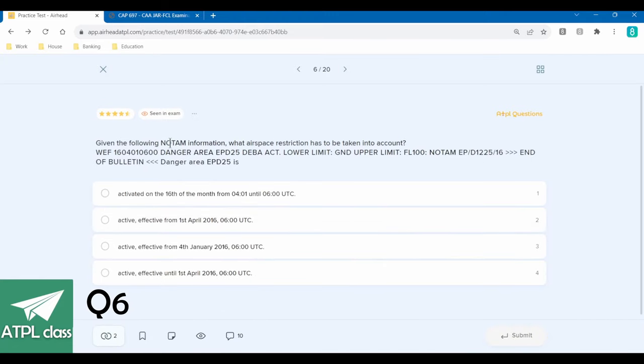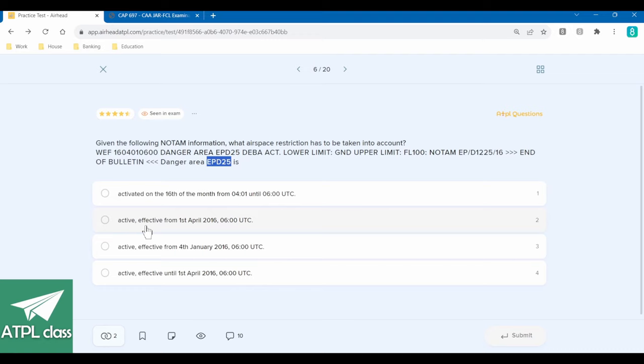Given the following NOTAM information, what airspace restriction has to be taken into account? With effect, there's a danger area, EPD25 DEBA is active. The lower limit is the ground. The upper limit is flight level 100. NOTAM reference is EP danger area 12225. End of bulletin. Danger area EPD25 is activated from the 16th of the month at 4:01 until 6 UTC. 16:04:01 till 6 UTC sounds good.